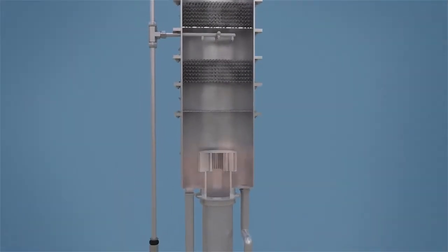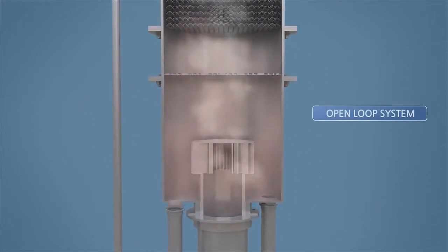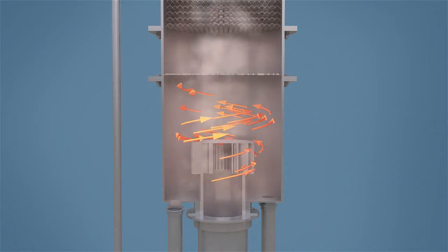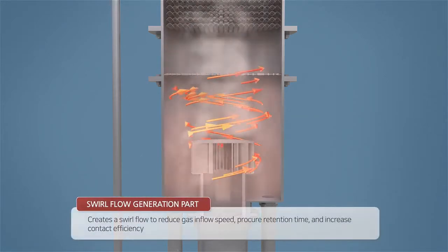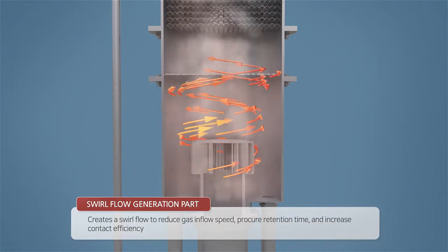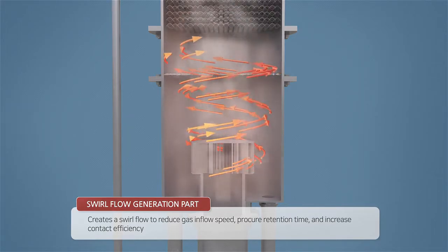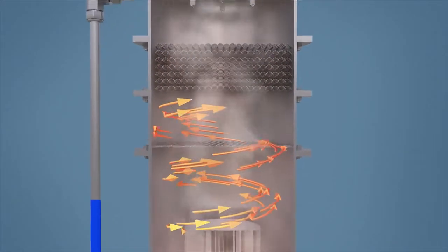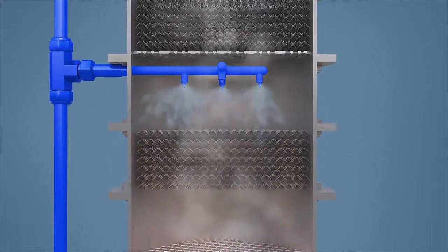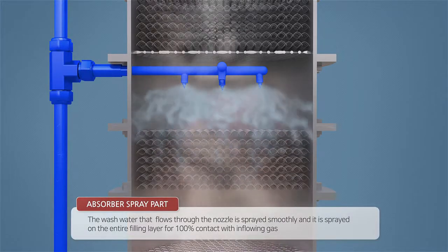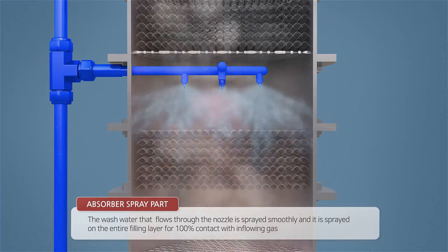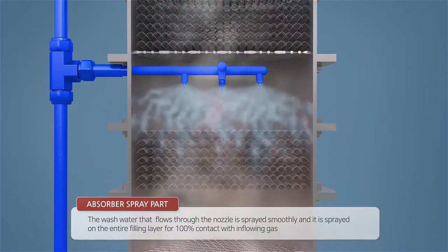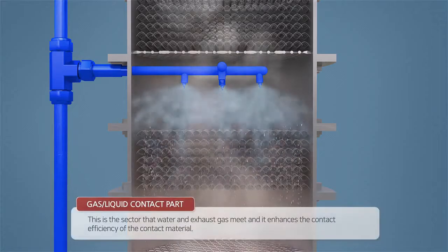Now, let's take a look at how the absorption tower works. From the bottom, the gas will flow to the top of the tower. Swirl flow generation: it creates a swirl flow to reduce gas inflow speed, procure retention time, and increase contact efficiency. Next, at the top of the tower, the inlet of the liquid flows to the bottom. Absorber spray part: the inlet water flows through the nozzle, is sprayed smoothly, and is sprayed on the entire filling layer for 100% contact with inflowing gas.